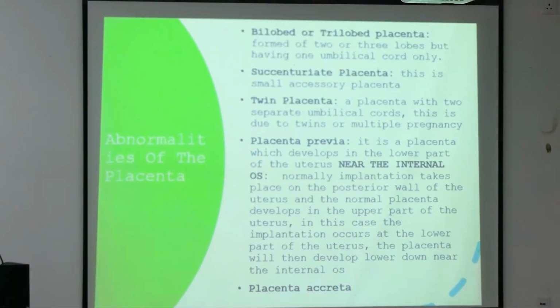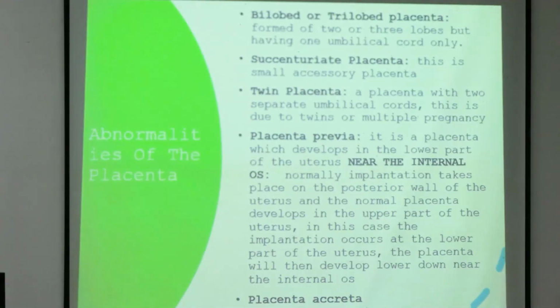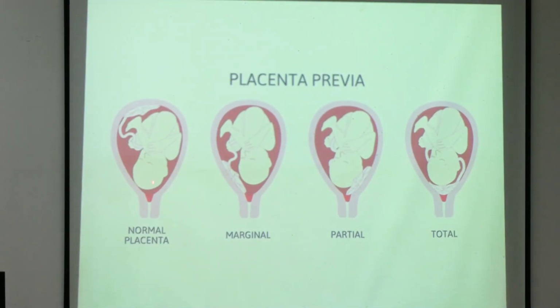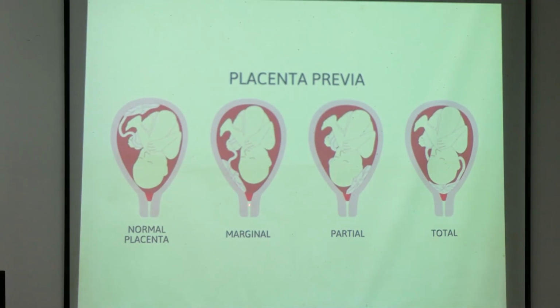Placenta previa. Placenta previa is a very life-threatening condition. This is the normal placenta. The placenta is above. This is the marginal placenta, within 2 centimeters of the internal os. This is the internal os. This is the partial placenta previa. The placenta is covering partially the internal os. Internal os is the place from where the baby will be coming out. Now you can see that the placenta is blocking the os. So if the baby tries coming out, it will push on the placenta and may lead to bleeding.